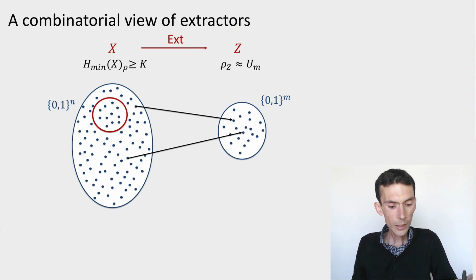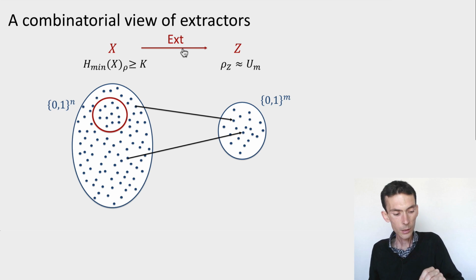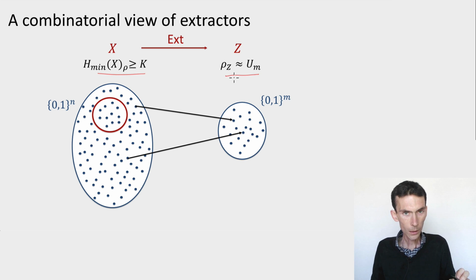So in order to explain the connection, let's look at extractors from a combinatorial point of view. To simplify things a little bit in this module, I'm going to ignore the side information E. So you can imagine that there's some E present there if you'd like, but it's simpler to put it aside for a little bit. So our task is to construct a function that maps a string X with high enough min entropy into a string Z that looks like it's uniformly distributed. And so let's think of this combinatorially.